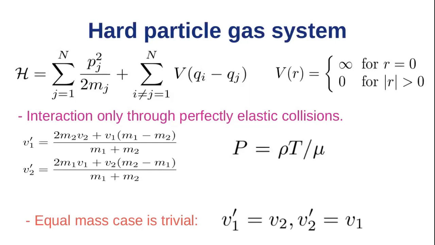In our model, the systems are point particles, and when a collision happens, the velocities v1 and v2 are transformed to v1 prime and v2 prime given by this formula. The equal mass case, when m1 is equal to m2, is very trivial, where by substituting this we get a solvable solution. But in our problem, we are interested in the unequal or alternating masses.